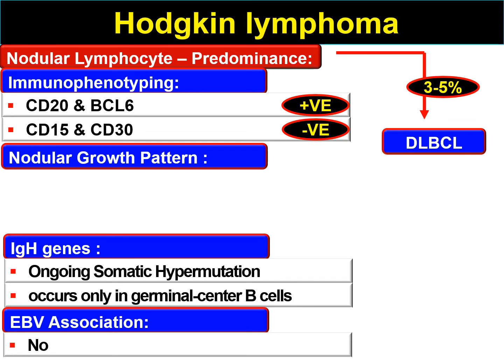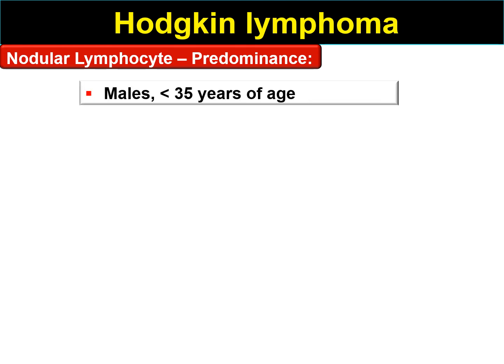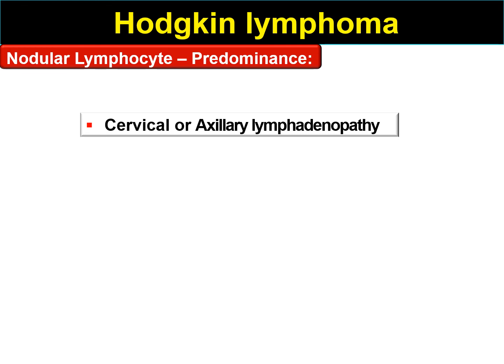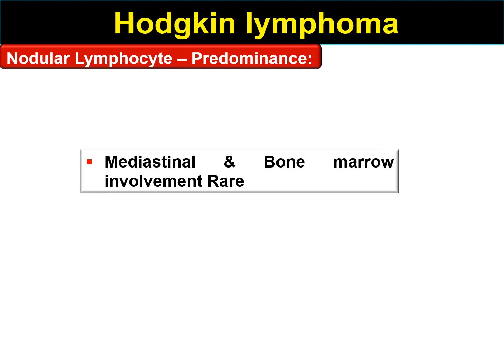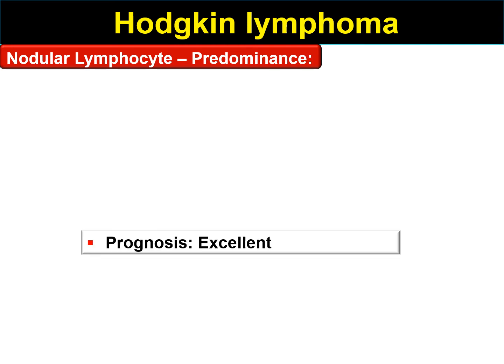Then this disease, this fifth non-classical variety, nodular lymphocyte predominance type of Hodgkin lymphoma, is not associated with Epstein-Barr virus. This nodular lymphocyte predominance variety affects males less than 35 years of age and affects cervical or axillary lymph nodes most. However, mediastinal lymph node and bone marrow involvement is also there, but it is rare. Recurrence is likely and it has got excellent prognosis.